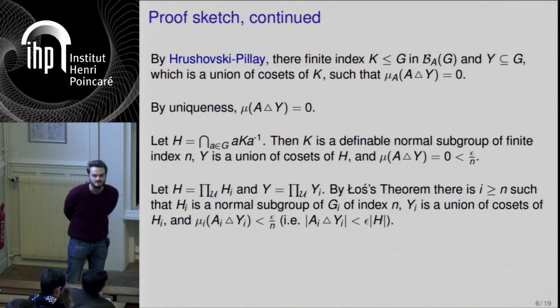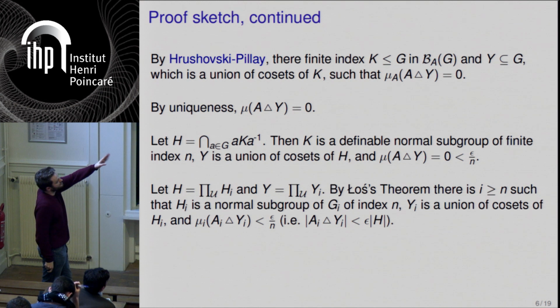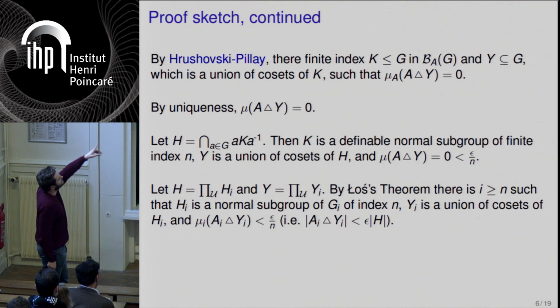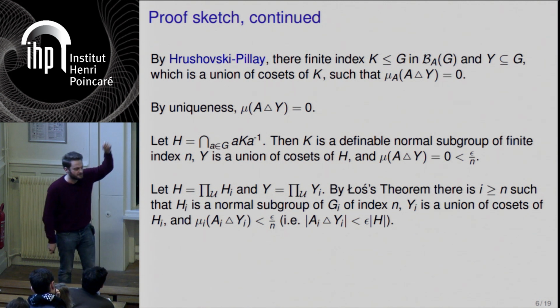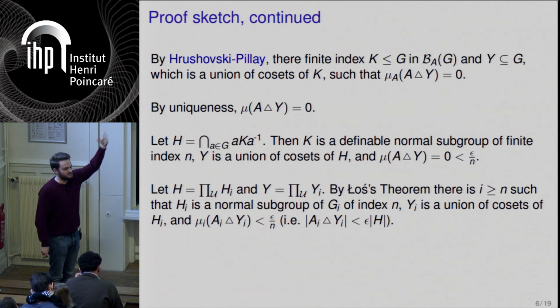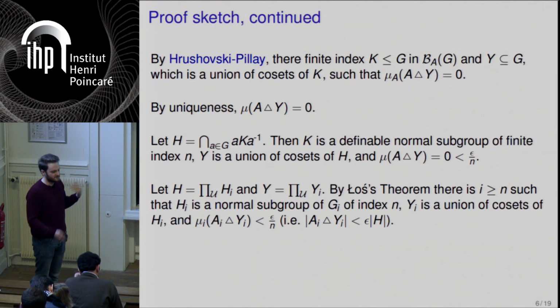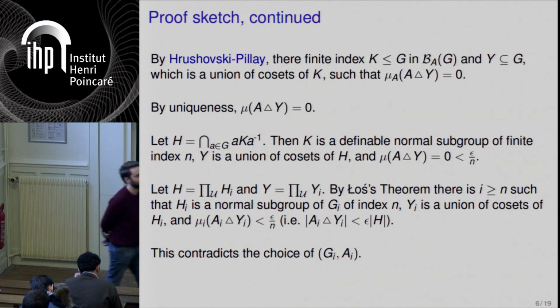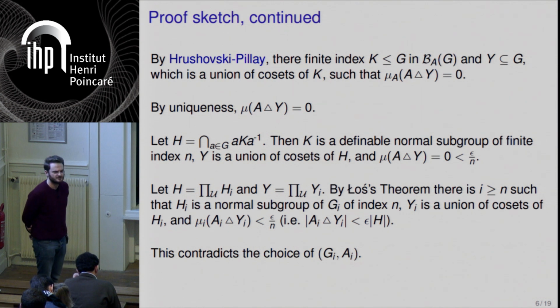an ultrafilter-many set of indices, in particular arbitrarily large. In particular, I find this index i at least bigger than n, so that H_i is a normal subgroup of G_i of index n, Y_i is a union of cosets of H_i, and the measure is strictly less than epsilon over n. Okay, so I can't pull measure 0, but I can pull measure strictly less than epsilon over n. So you have to do some formalism here to make statements about the measure, et cetera, but it's possible, and this is the idea. And this contradicts our choice of these counterexamples. All right, so it's done. Any questions about the proof?